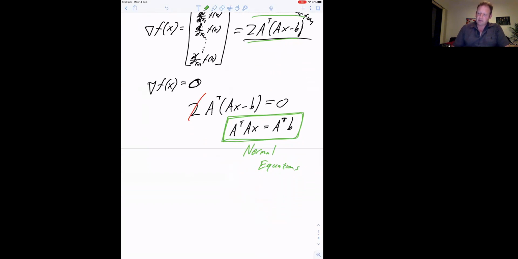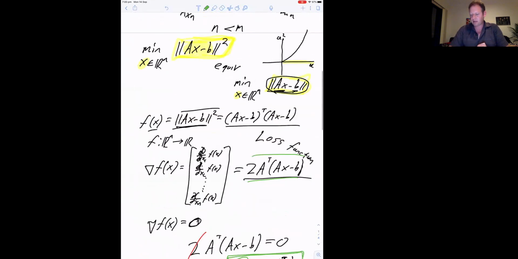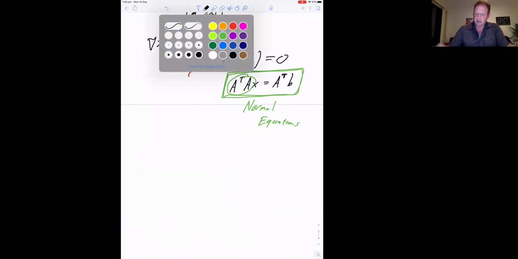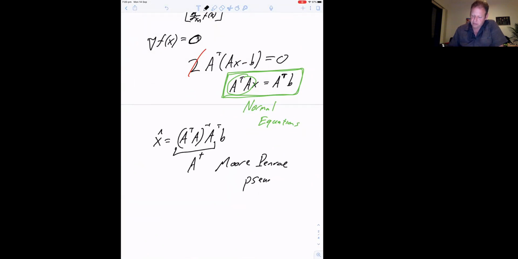Okay, so how do we solve these equations? Well, let's just multiply by the inverse of A transposed A, and that inverse will exist if A is skinny and full rank. That's what you did in the practical two weeks ago. So then X hat equals (A transposed A) inverse times A transposed B. And this is our A dagger, the Moore-Penrose pseudo inverse. When you started with a system of equations AX equals B, you multiplied on the left by A dagger, and you got X hat equals A dagger B.